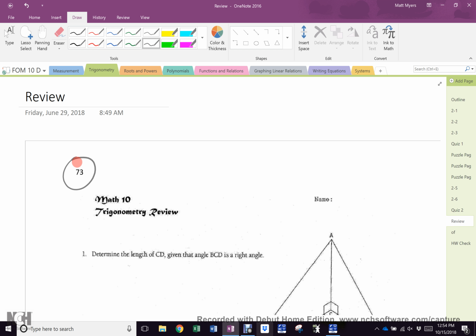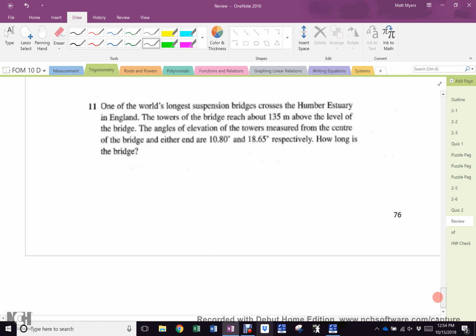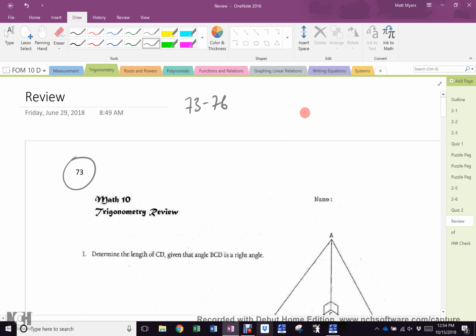When you walk in the room on Wednesday, I will come around and I will check. The review goes from 73 to 76. It is something like 12 questions. I can't remember. It's 11 questions. If you have done all of them, you will get a grade on my homework check. Instead of check plus, check minus, you will get a grade of 9 to 10. If you have done 3/4 of them, you will get 7 to 8. If you have done 2/3 of them, you will get 5 to 7.